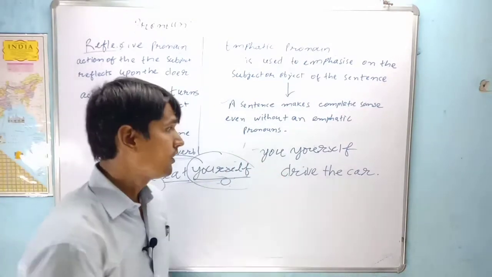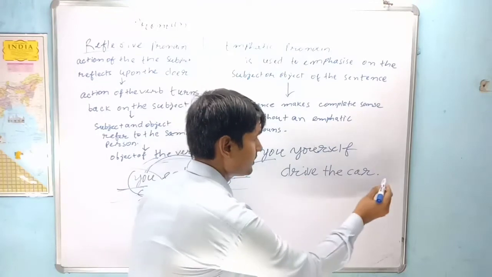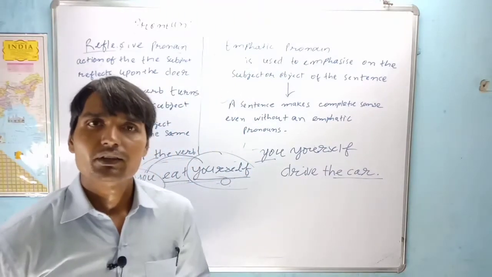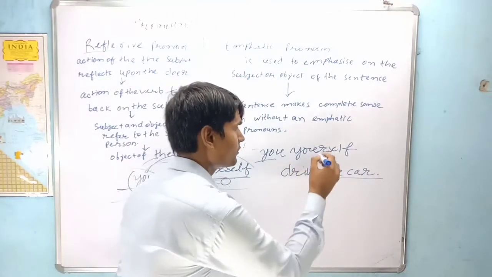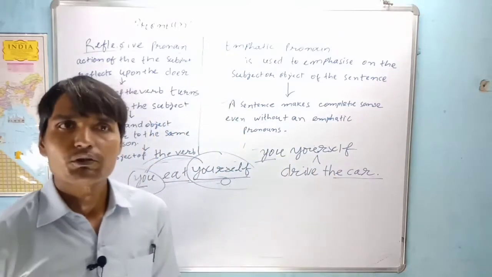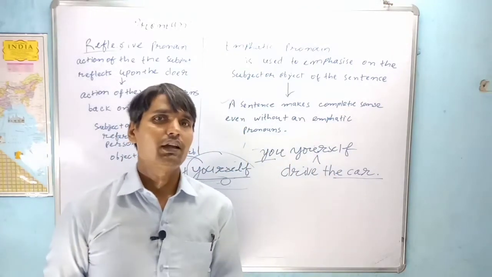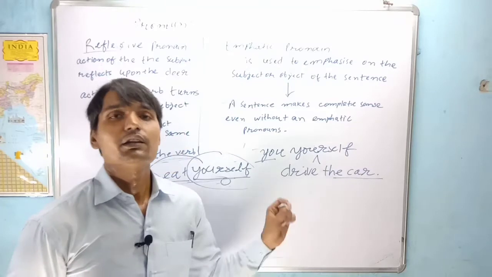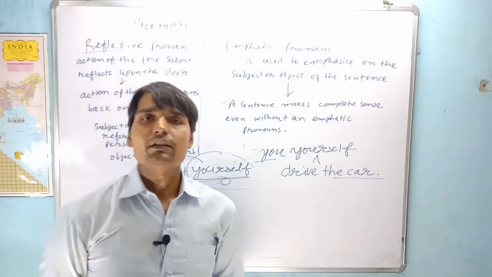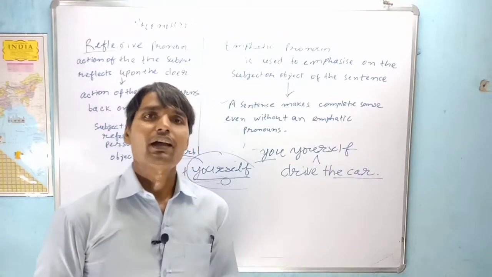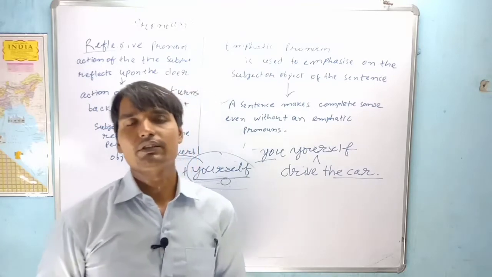In the emphatic pronoun, the subject and object are already given separately. And now it seems that yourself is an additional word used here to emphasize the subject, and this is why it says that you yourself drive the car. Here, you is being emphasized with the help of the word yourself in the sentence.